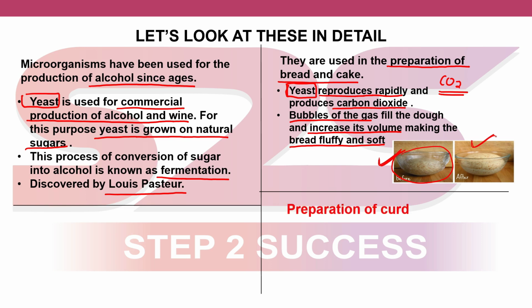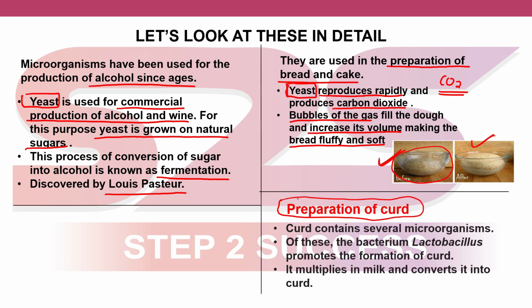Then we need to read about the preparation of curd. As we read that microorganisms help in this also. So curd contains several microorganisms. Of these microorganisms which are present in the curd, the bacterium Lactobacillus promotes the formation of curd. It multiplies in milk and converts it into curd. So basically, the microorganism named Lactobacillus is present in the milk. It multiplies itself in the milk and converts it into curd. Thus, this microorganism promotes the formation of curd.